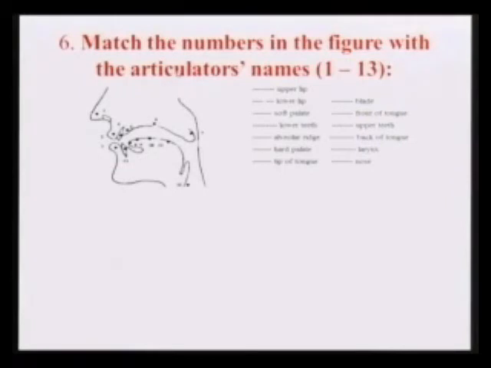We are going to put the number of the organ in the vocal cavity here in front of its name. يعني ناخد مثلا number one هي النوز، ندور على نوز نحط هنا 1. number 2 3 upper lip و lower lip، ندور على upper lip و lower lip و upper lip نحط 2 ونحط 3 etc. Right, match the numbers in the figure with the articulators' names 1 to 13. Can you do that?